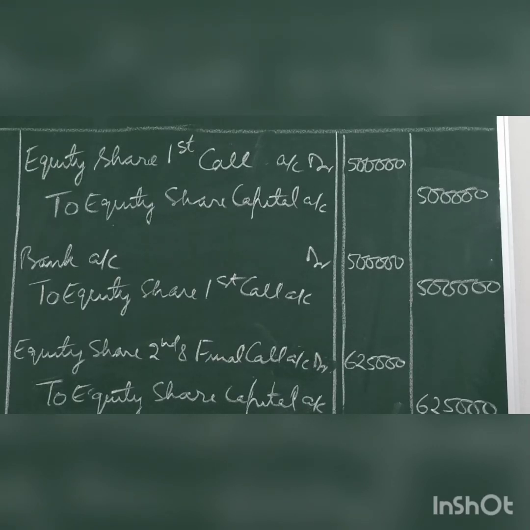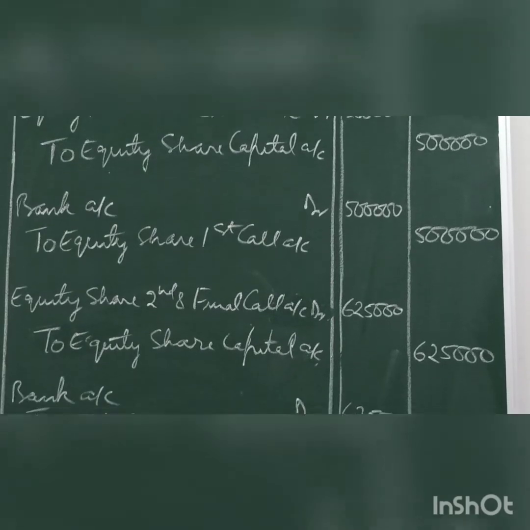Equity share first call account debit to equity share capital account. The number of shares are 25,000 into 20 gives you 5 lakhs, being first call money due on 25,000 shares at the rate of rupees 20 each. Then the entry for receiving the money, bank account debit to equity share first call account, being first call money received. Then we have the next two entries for second and final call.